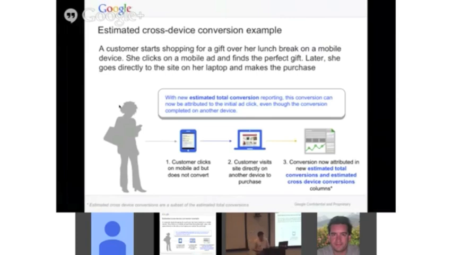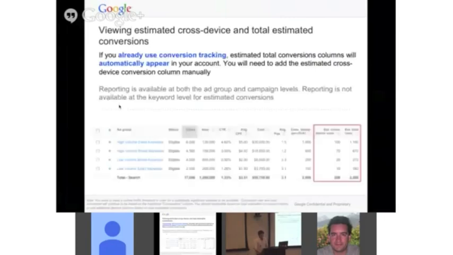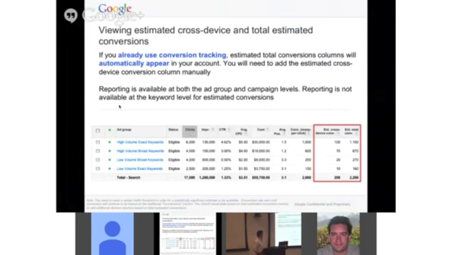process. Now, if we take a look at what it looks like in the reports, hopefully a lot of you are comfortable maneuvering through the complicated AdWords interface. If you already have conversion tracking, you will automatically get the estimated total conversions column in your account. So you don't have to do anything about tagging if you're already tagged up. Google will automatically do all the linking in the back end to give you these new metrics. You'll also see another column called estimated cross-device conversions.